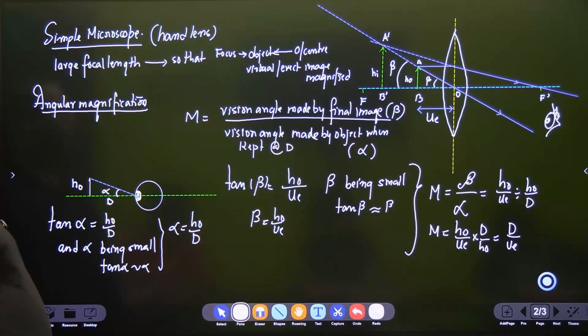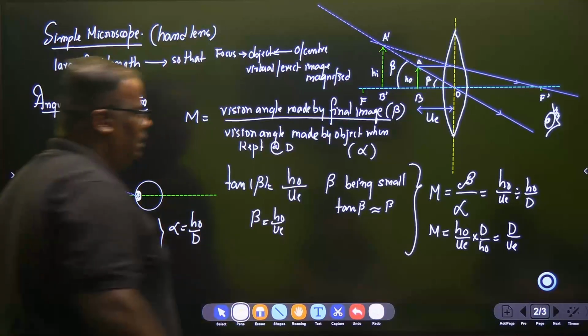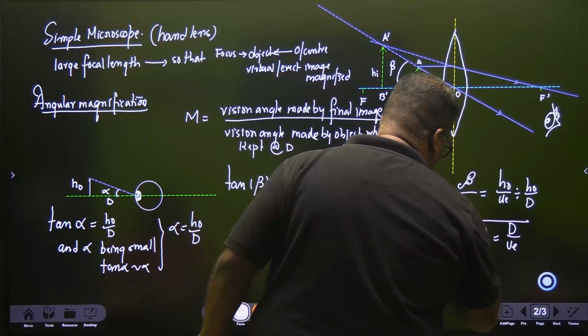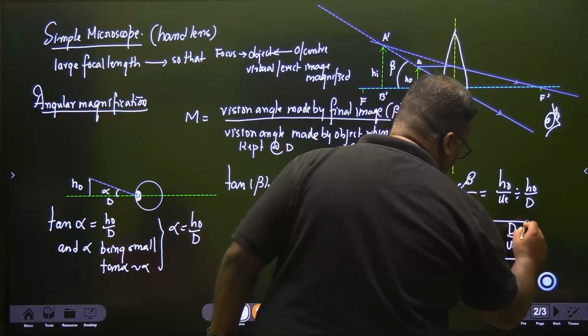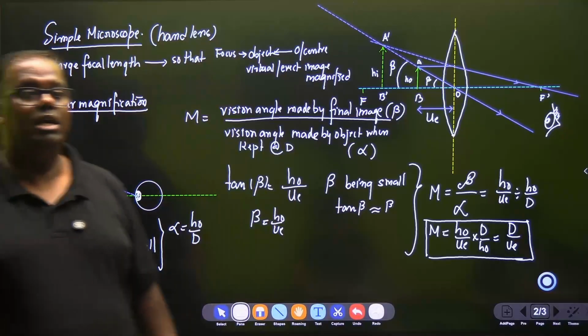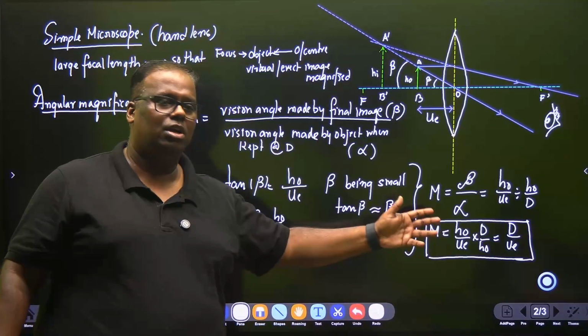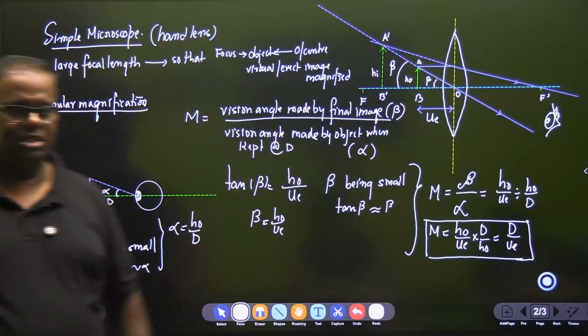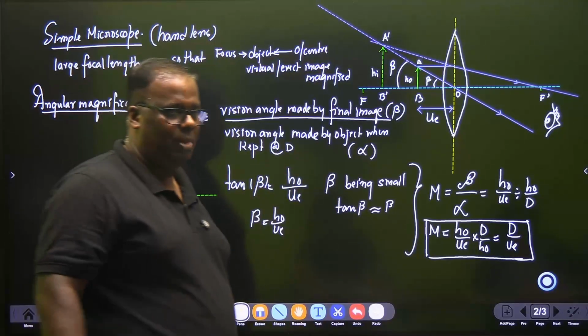Which is D by UE. This is the basic formula of magnification for an object by a simple microscope. What is magnification? Magnification is equal to D by UE. D is what? 25 centimeters. UE is what? UE is the object distance. Are you understanding now? Okay.